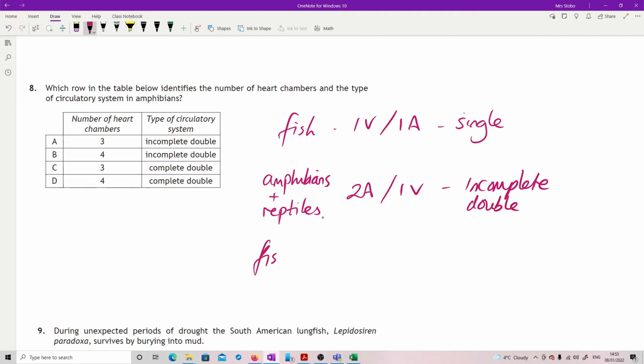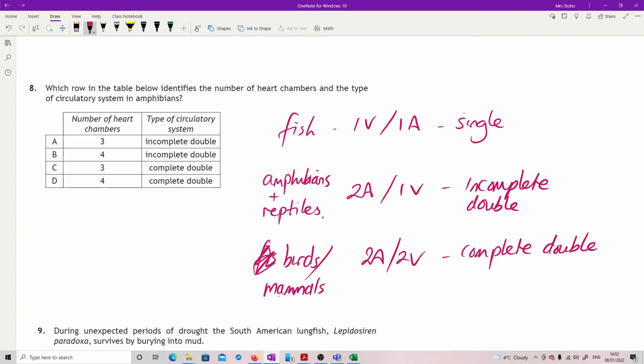And then we have birds and mammals. So this is where we are. We've got two atria, two ventricles, and that's a complete double. So we are looking for amphibians. So I am looking for 2 plus 1, which I hope we all agree is 3, and I want an incomplete double, so A.